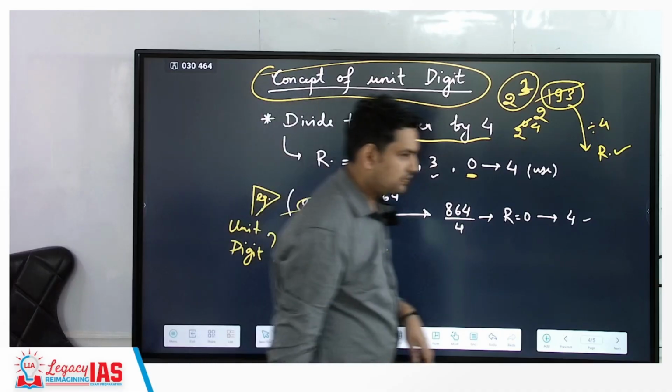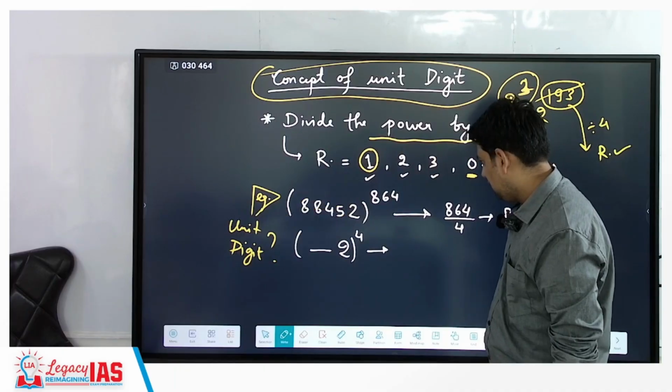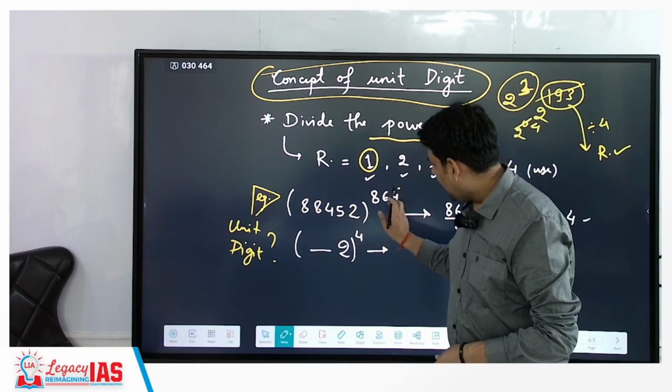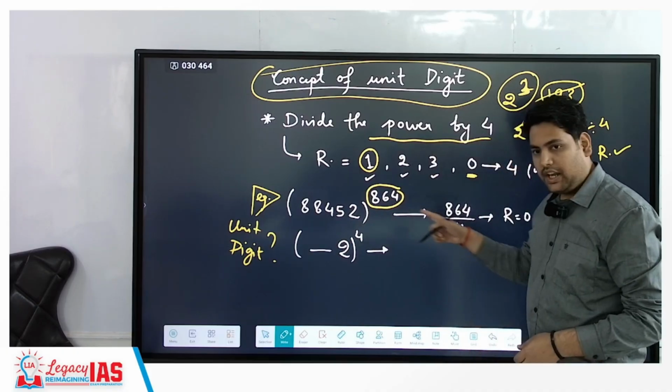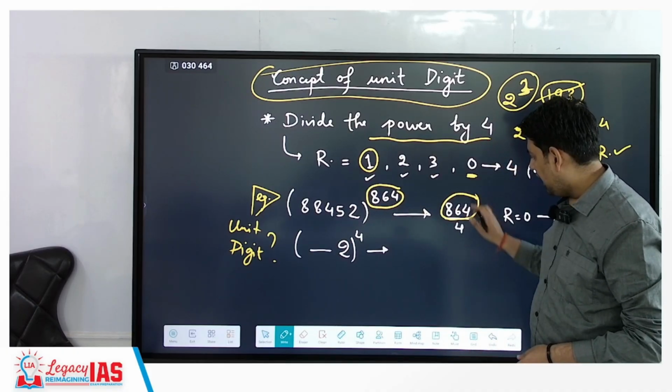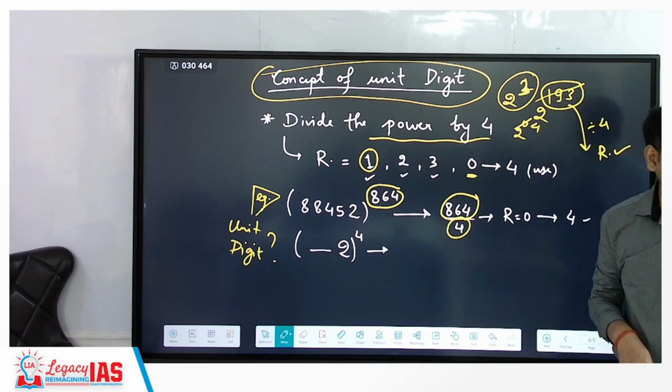Now, let's see what is done here. See, the power was 864. What we did, we took 864 here, we divided it by 4. Okay, now how do you find the remainder when anything is divided by 4?